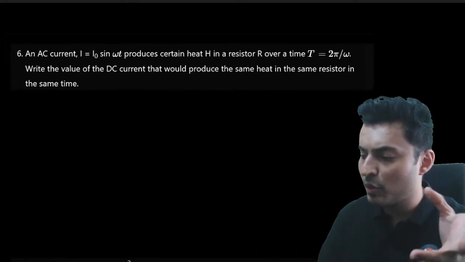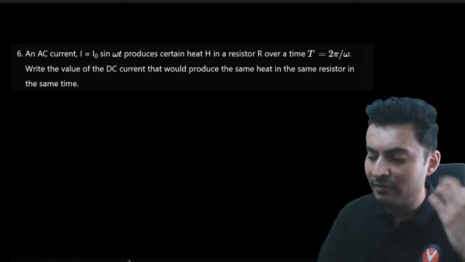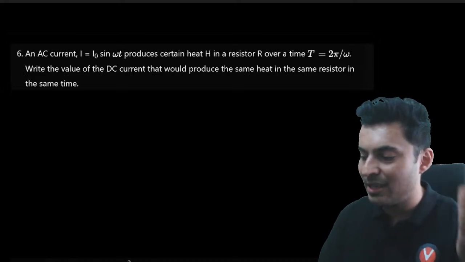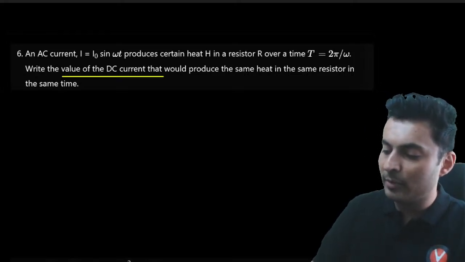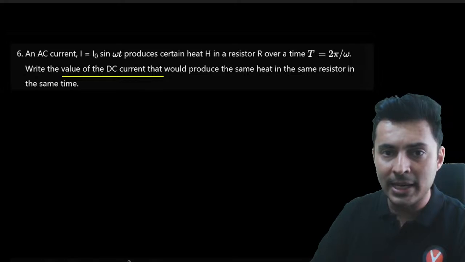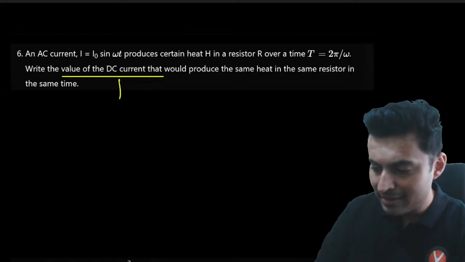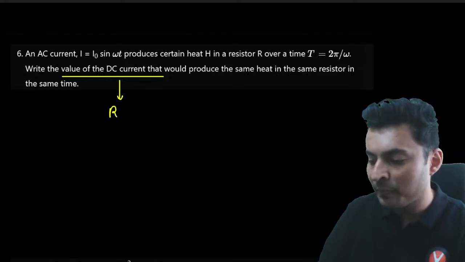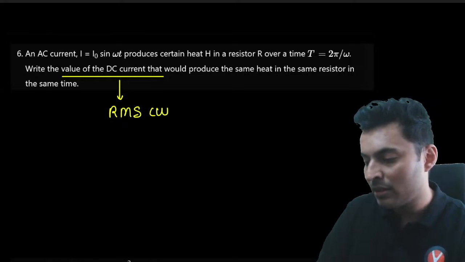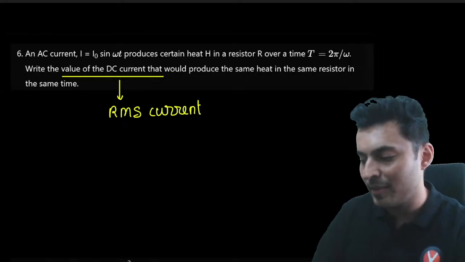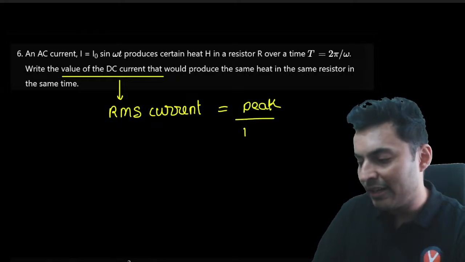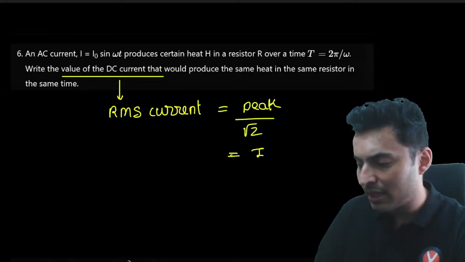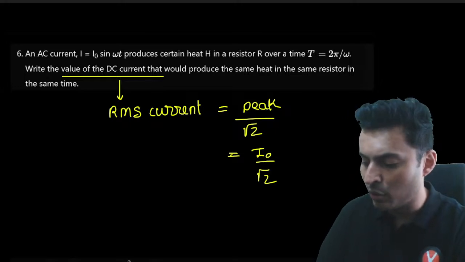And certain heat is produced over a time, write the value of the DC current that will produce the same heat in the same resistor in the same time. So that value of DC current that produces the same heat in the same time for the same resistor is, by definition, called the RMS current, and RMS current is always the peak value divided by root 2. So it will be nothing but I naught divided by root 2.